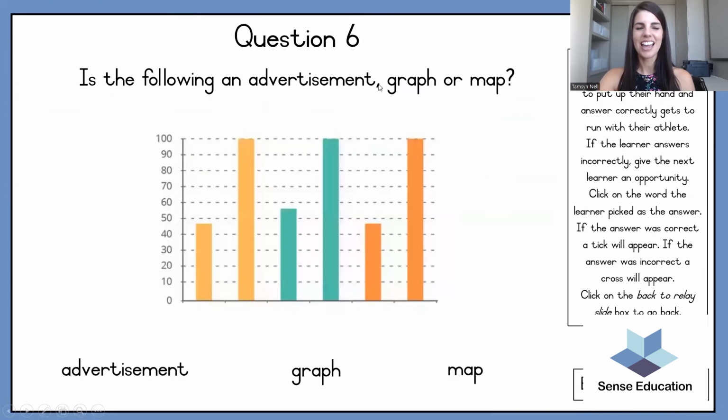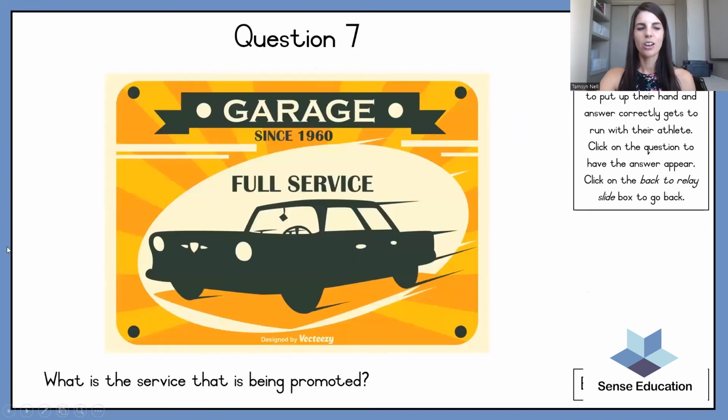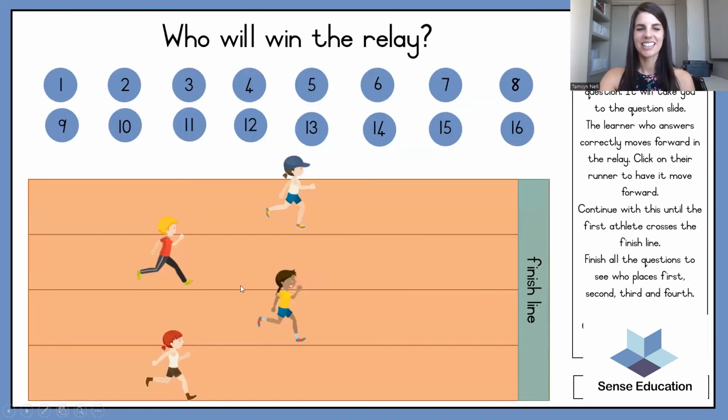Good, good, good. And number six, is the following an advertisement, graph, or map? What is it trying to tell you? You think it's a map? Uh-oh. Graph. Yes, yes, yes. Excellent. What is the service that is being promoted? What are they trying to sell you here? What kind of service? Car services. Excellent. Sure, she's running super fast.